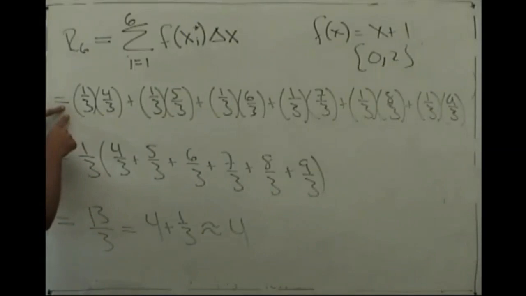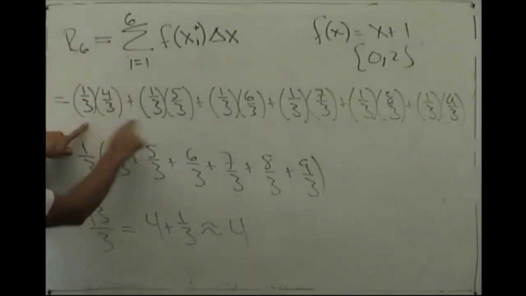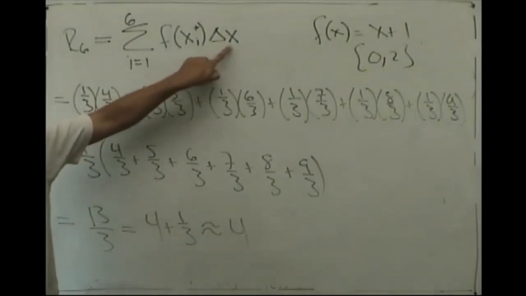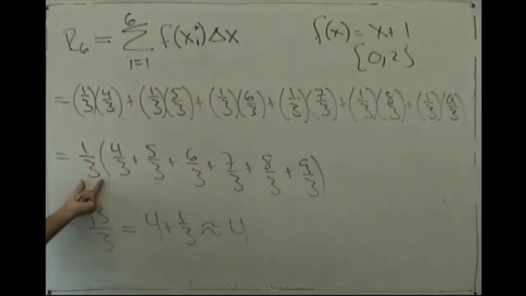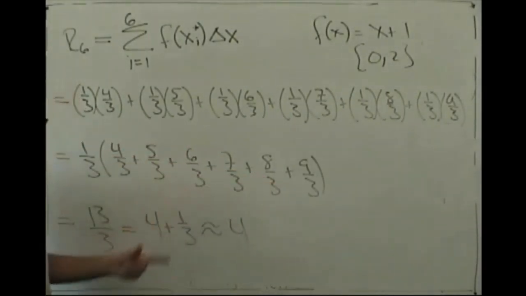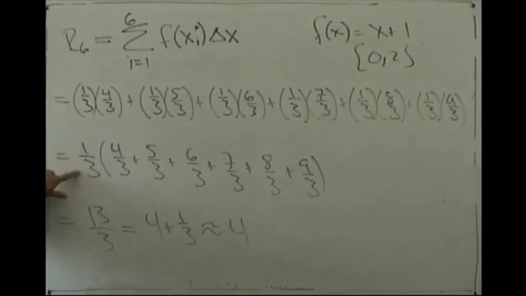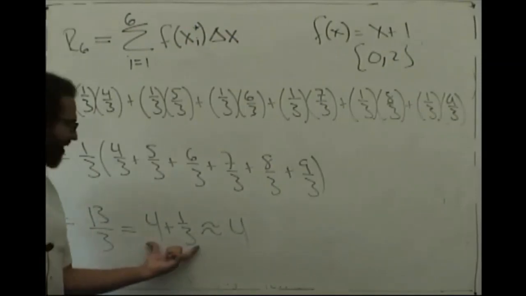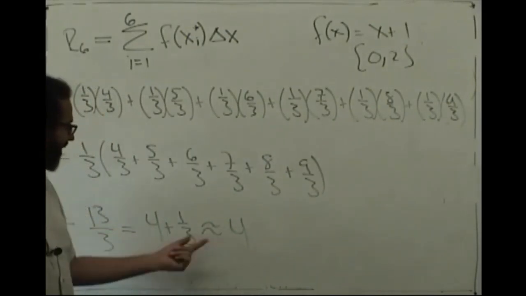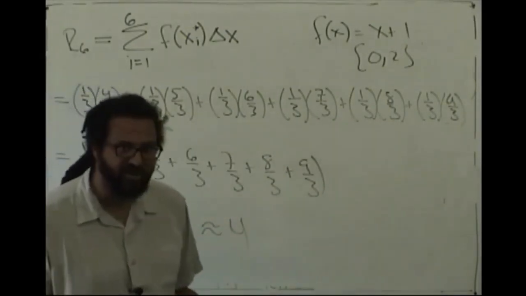So from here, this notation really just means this. And now we can factor out a 1/3 because the width is always the same in all of them. So I can factor out the width, which is 1/3. And so now I just need to add all these things up. And so really what you can do is just add up all the numerators and then divide by 3 and then multiply by 1/3. So in this situation, we get 13/3. And 13/3 is 4 1/3. That's pretty good. That's approximately equal to 4. So off by 1/3 is okay.